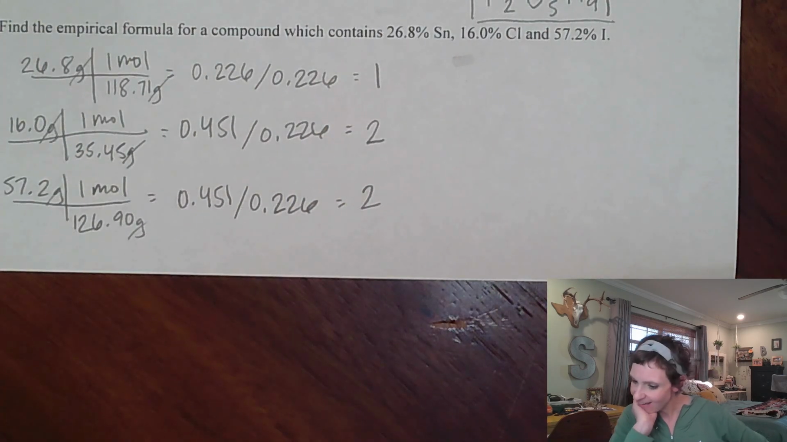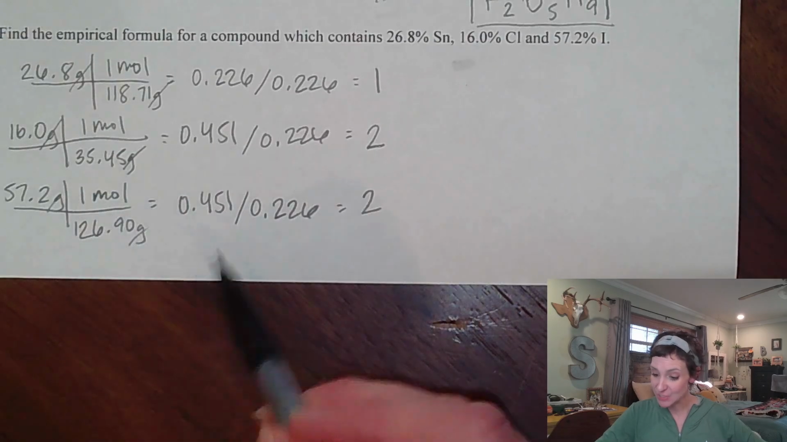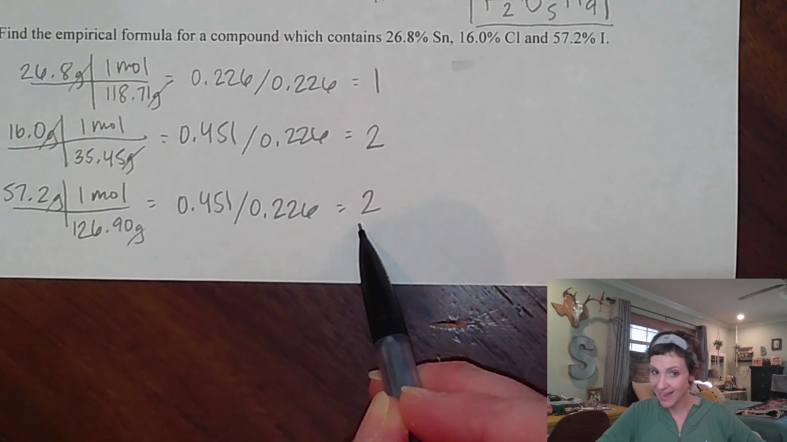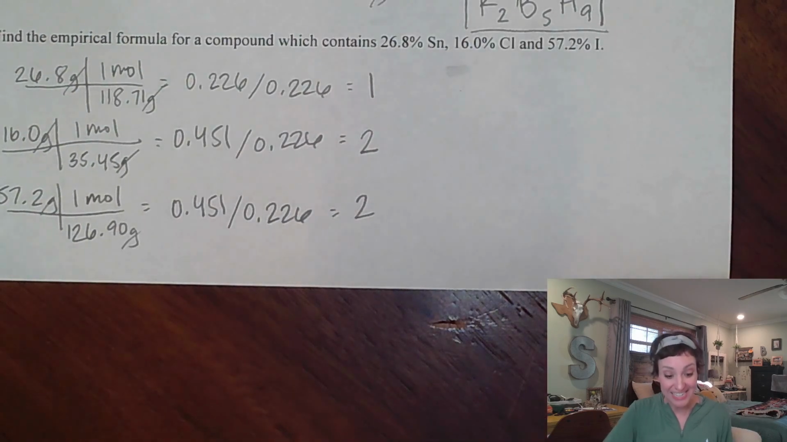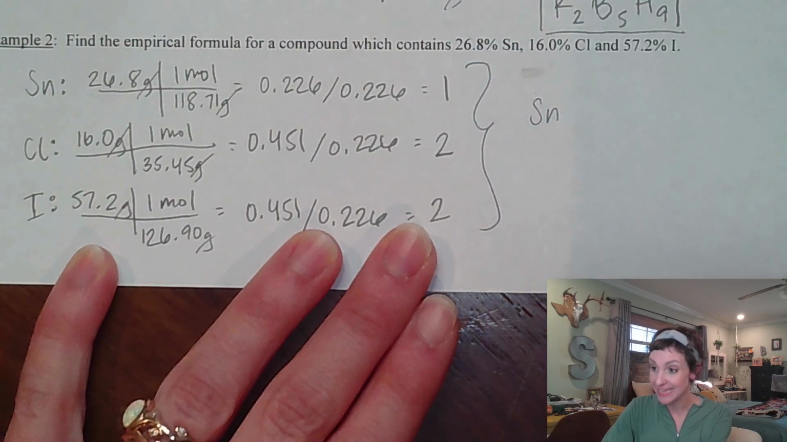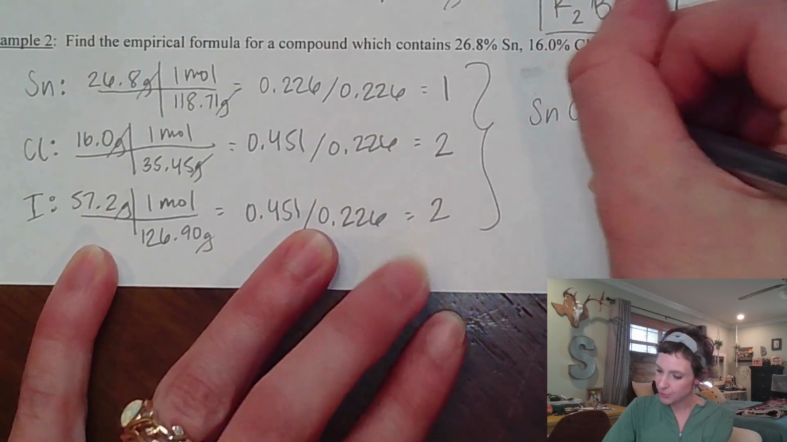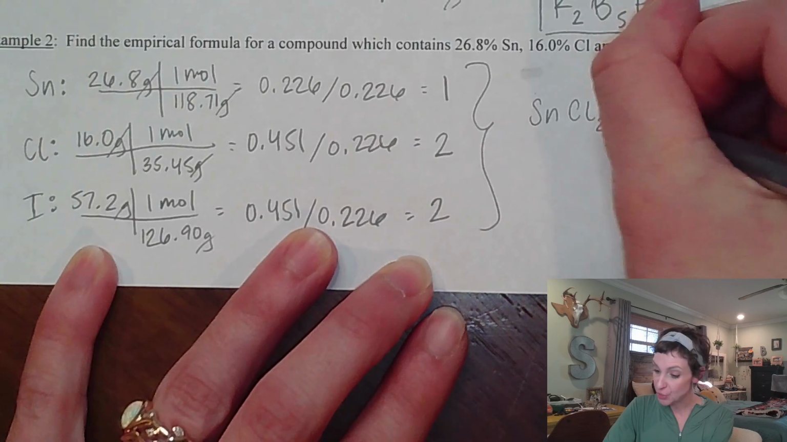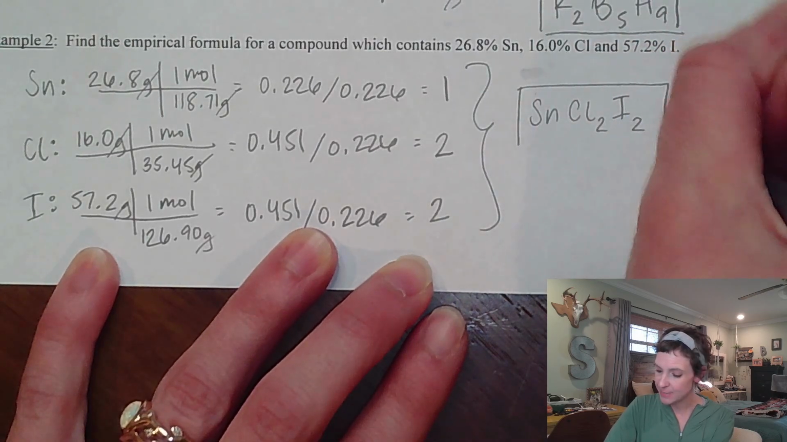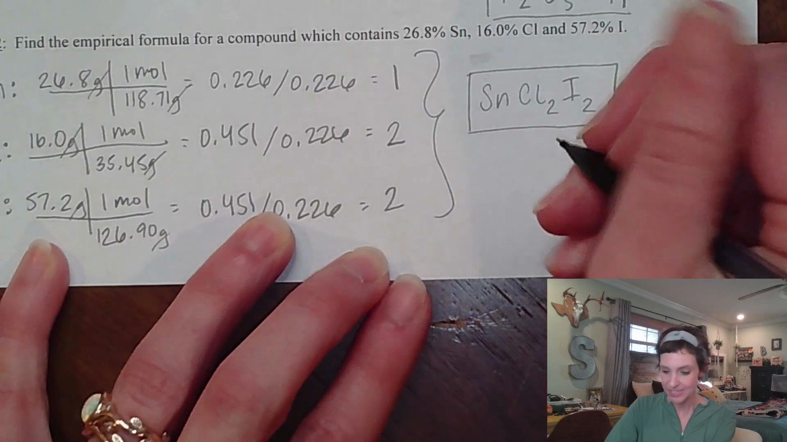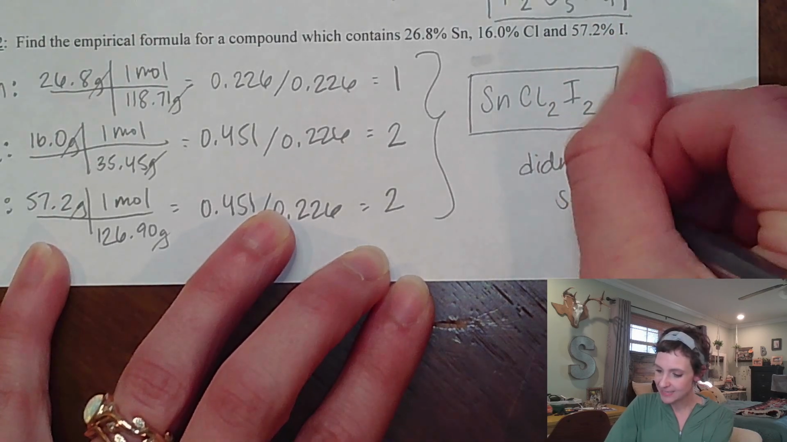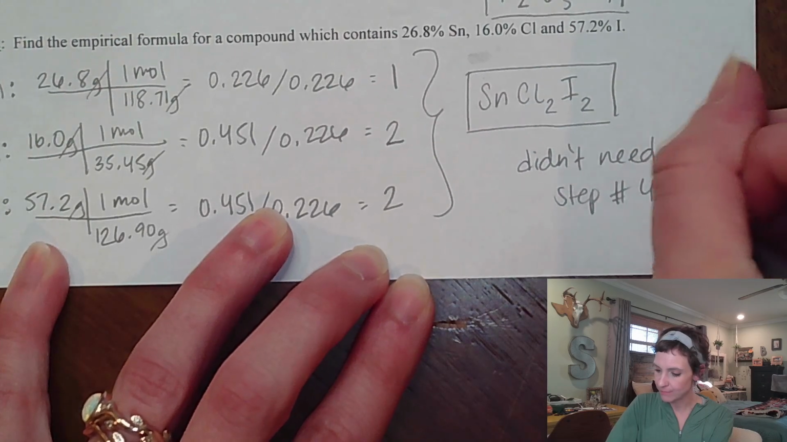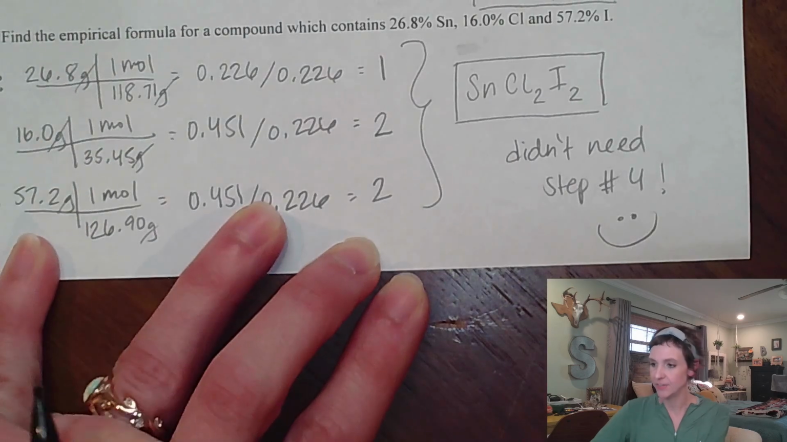Oh, looking at this, y'all. So we did percent to mass, mass to mole, divide by small. I do not have to multiply till whole because they are already whole after step 3. So congratulations, these are your subscripts, right? I have 1 tin, which means I do not have to write a number. I have 2 chlorines, and I have 2 iodines. So this is the empirical formula for this compound. So for this one, I didn't need step number 4. And put a big smiley face because that makes you feel super excited.